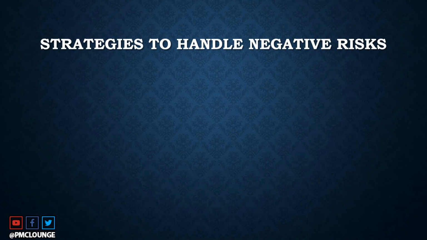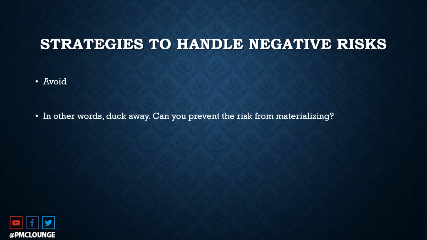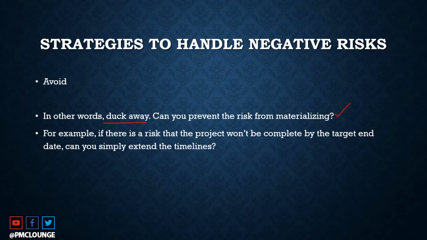All right, let's get back to the strategies for handling risks. And to begin with, we will be talking about negative risks first. So, can you avoid the risks, right? So, in other words, can you duck away? Can you prevent the risk from materializing? The example here is if there is a risk that the project won't be complete by the target end date, can you simply extend the timelines, right? So let's say you added 3 weeks to your project end date. Can you do that? If you do that, you are basically avoiding the risk of missing the project end date.